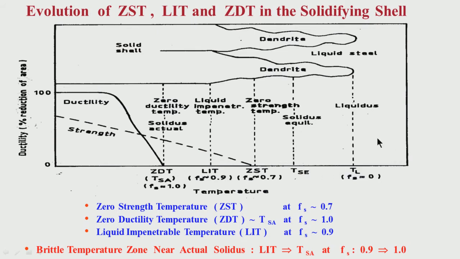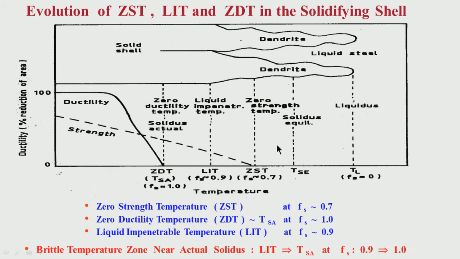Now it has been found that when the solid fraction is around 0.7, that means you have 70% solid, 30% liquid, in that area of the mushy zone, the strand has started developing some strength. Some people say this is 0.7, some people say 0.75 solid fraction when strength is evolving. But what is important to understand is that before solidification is completed, the strand has started developing strength.